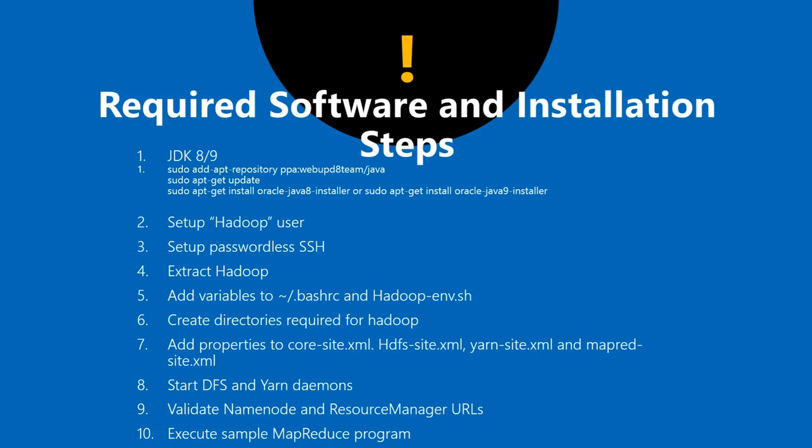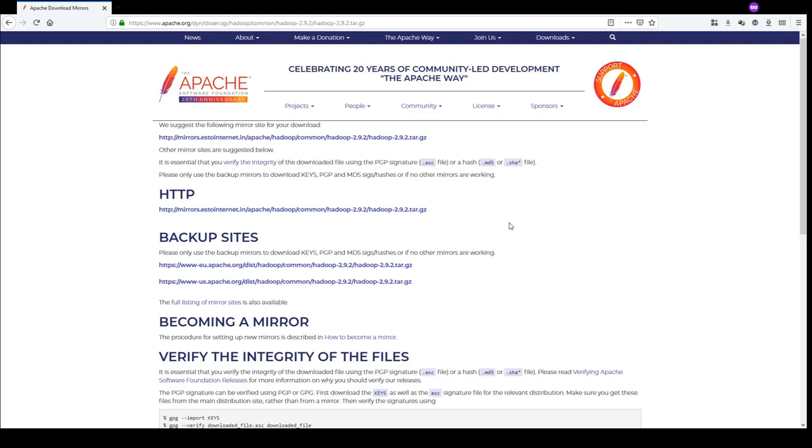So you can either go with JDK 8 or 9, and I've given the exact commands on what you want to execute on Ubuntu. Coming to the configuration of JDK, I'm going to show that in the hands-on after these slides. These are the exact 10 steps that we are going to cover. So let's get started. I'm going to use Hadoop 2.9.2, and this is the link from where I've downloaded it and kept it already.